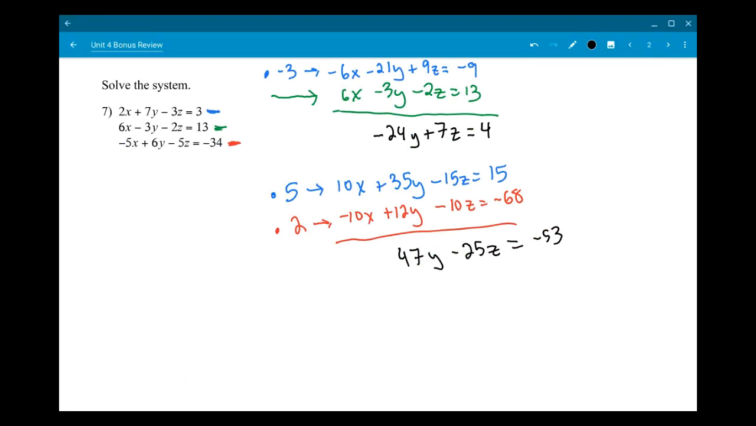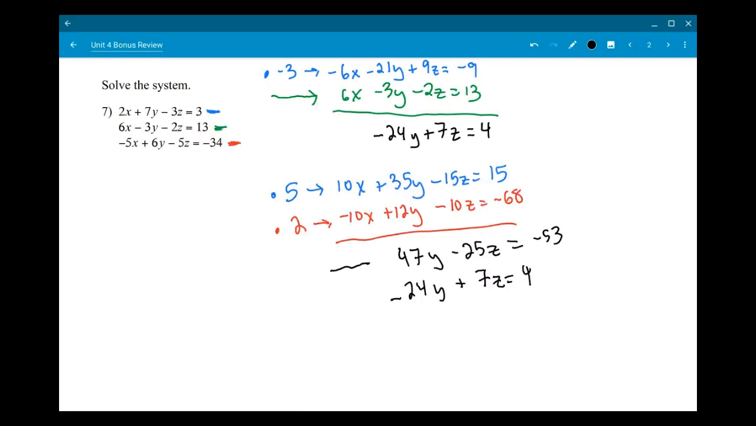So now I'm going to put these together. Because I eliminated the same variable twice, I've got to figure out how best to put these two equations together. There really is no great way to do it in this case because the numbers don't match up, so at this point you're deciding what you want to multiply by.